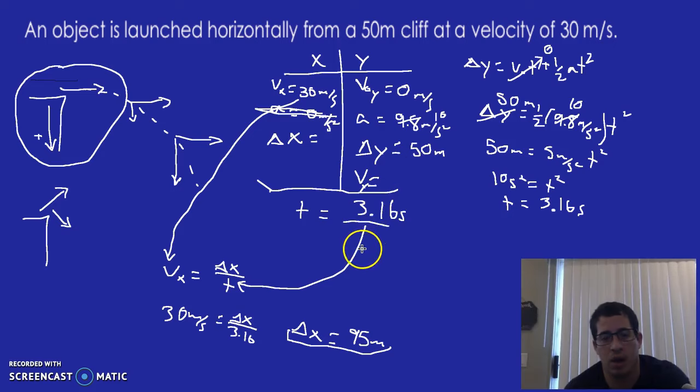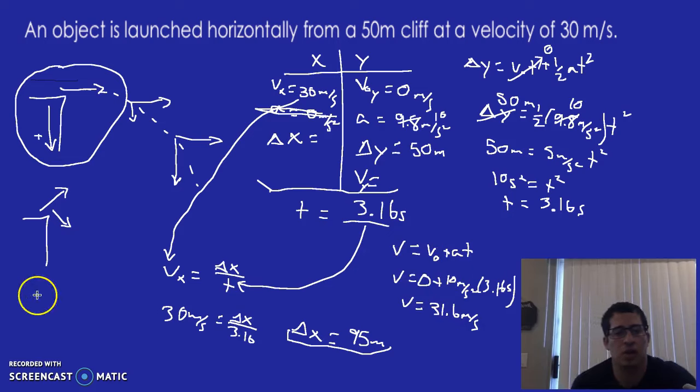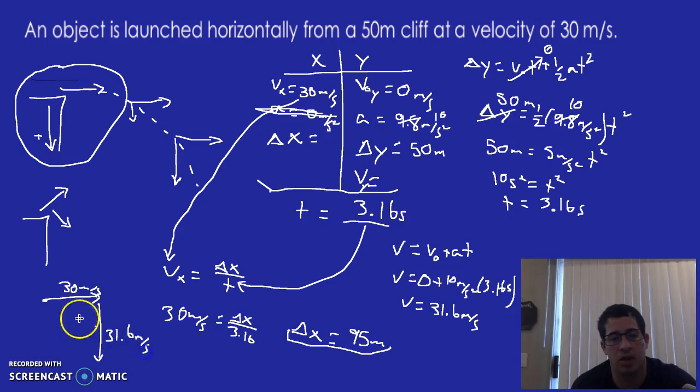Okay, I'll have you go ahead and find what the velocity for y is. So velocity for y should be about 31.6 meters per second. You would use that equation right there. So when it hits the ground, about 95 meters away from the base of the cliff, its velocity has a component this way of 30 meters per second, and we have a downward component here of 31.6 meters per second.